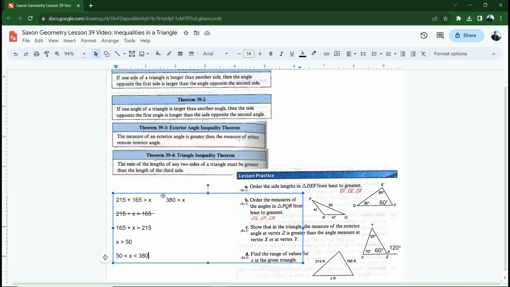So what I'm saying is that x has to be some range between 50 and 380 for it to actually be a triangle. All right, and that's how you figure these out. You should be able to do the problem set for next time.